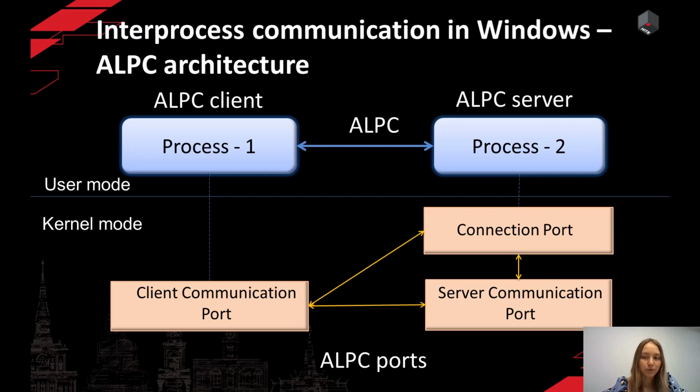Server connection port, the port that is specified in the request to connect to the server. This is a named port. By connecting to this port, client can connect to the server. Several clients can be connected to one server by using one or several connection ports, but client communication port and server communication port will be unique for each interaction.